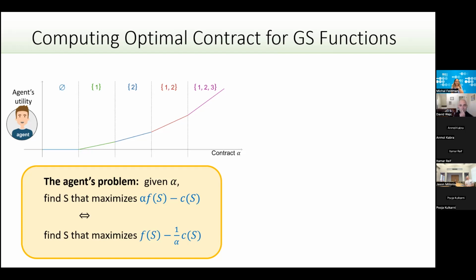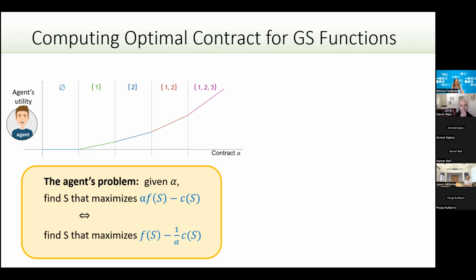Okay. Good. So let's take a closer look at the agent's problem. The agent's problem is the following. Given alpha, so fix alpha, because the principal announces alpha, find the set S that maximizes alpha F of S minus C of S. And let me remind you, C of S is additive, F of S is gross substitutes. Now, it's not coming as a surprise to you that this problem is equivalent to maximizing F of S minus 1 over alpha C of S, of course, we just divided by alpha. And now this structure should ring a bell.